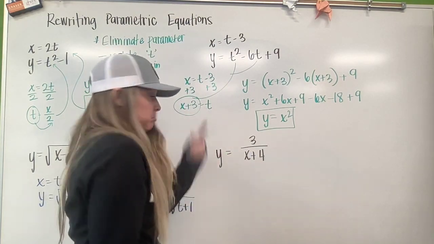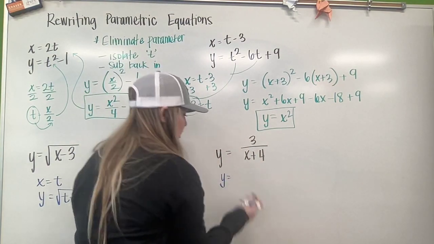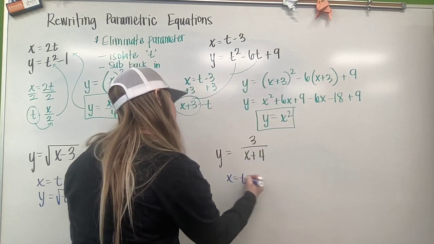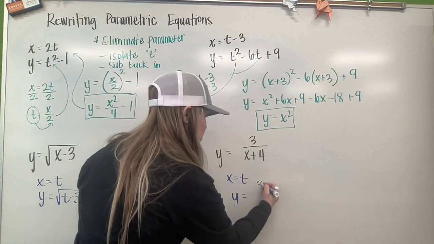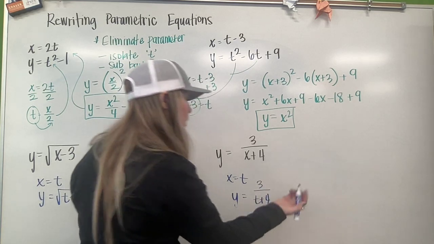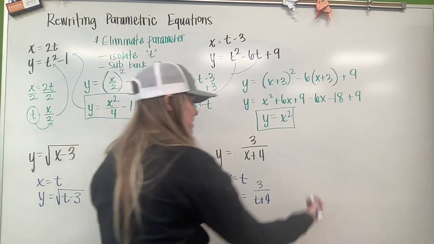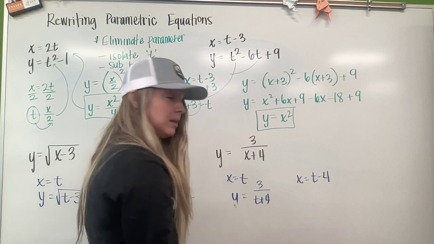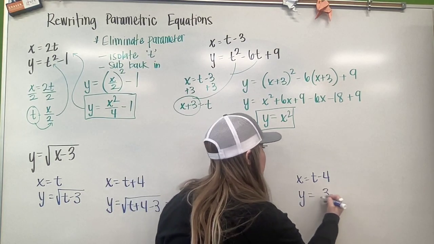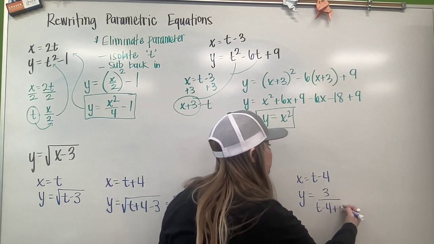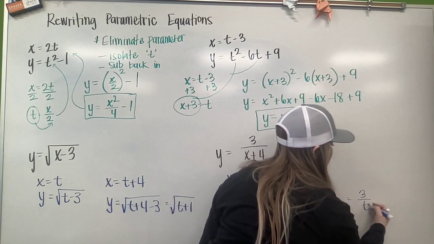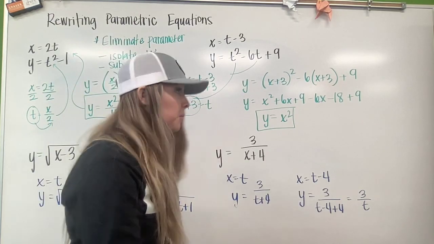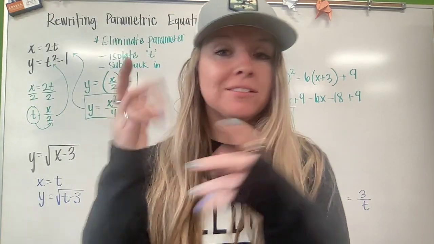So, again here, I can start real basic and just say, x equals t. So then I'm going to have y equals 3 over (t plus 4). Well, let's say x equals t minus 4. So that means y equals 3 over (t minus 4 plus 4). So that's just 3 over t. Yeah? Pretty straightforward? Okay, go forth, see what you can come up with.